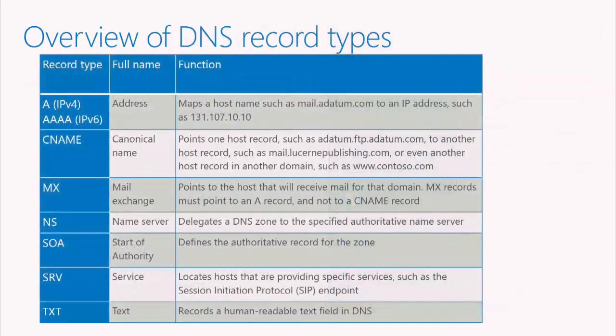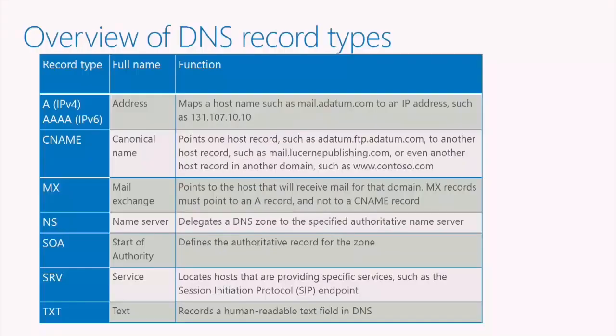There's several types of records that are available within Azure DNS. We have traditional host records. We have your traditional CNAME or canonical name records, which are just other names for existing services. We have MX records that are used for email. So when you send email to contoso.com, it's looking for the MX record for contoso.com to find out where to route email. We have name server records to delegate DNS zones.